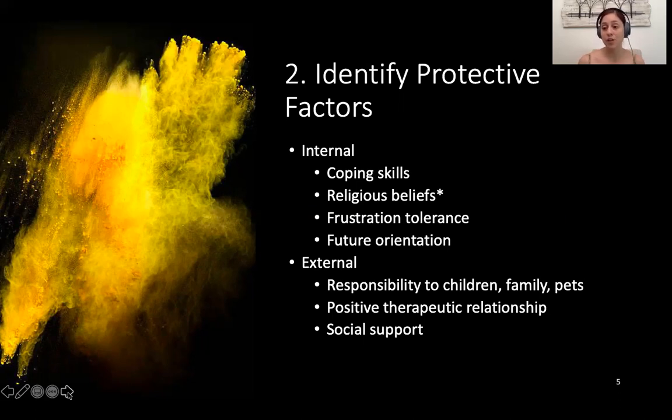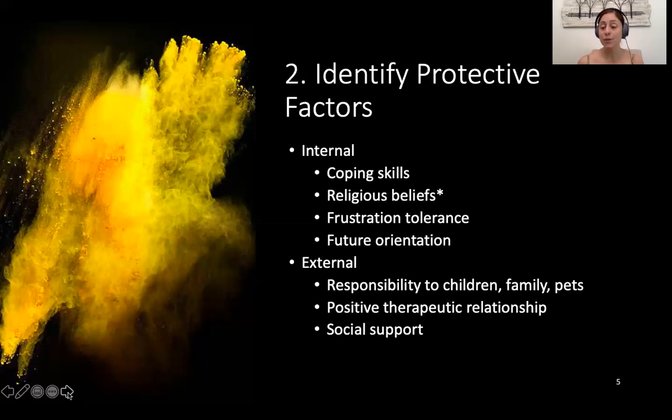Next, frustration tolerance. So having a high frustration tolerance may help offset some risks. And then finally, having a future orientation, meaning that they're looking forward or ahead to something, even if it's only a little into the future. For example, if they're looking forward to a birthday party that they're supposed to attend next week. This is still a future orientation and may help offset some risk.